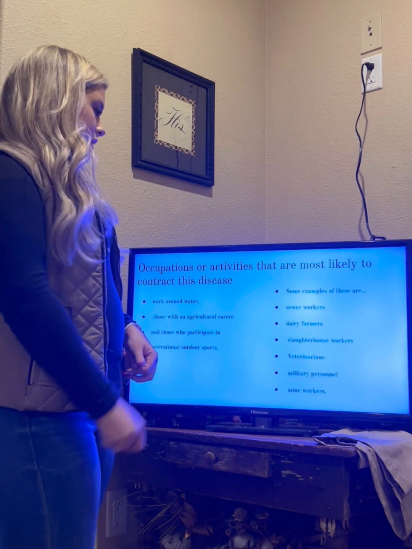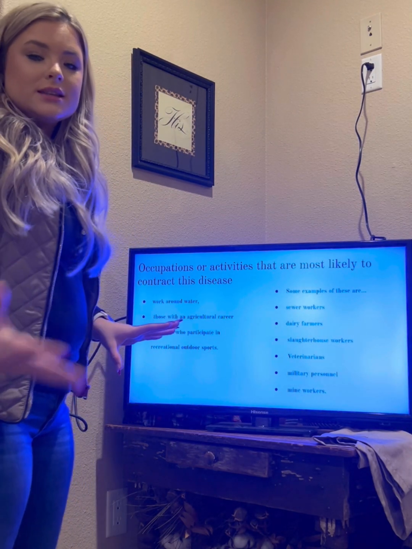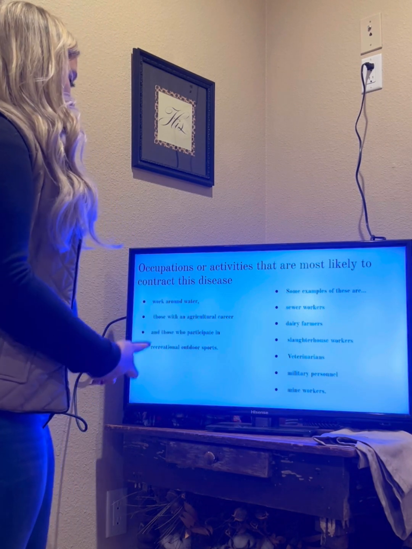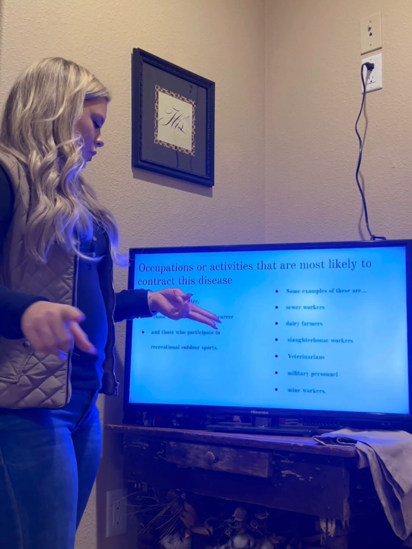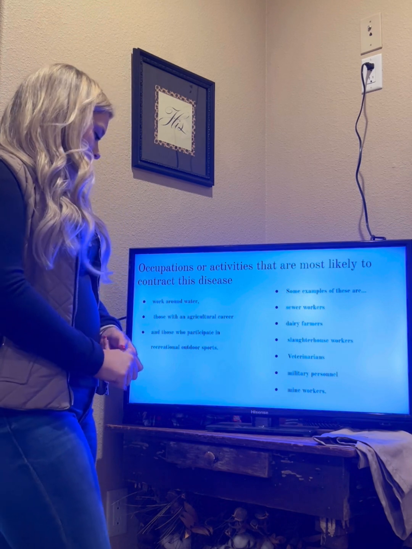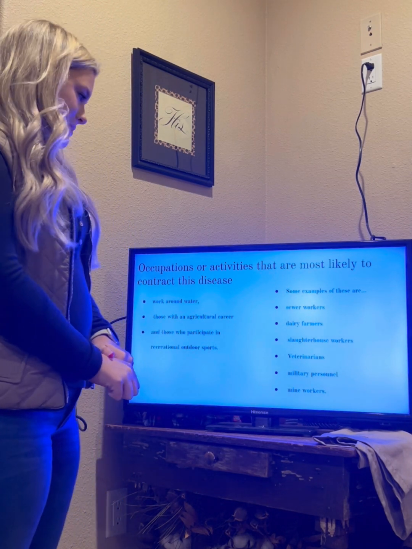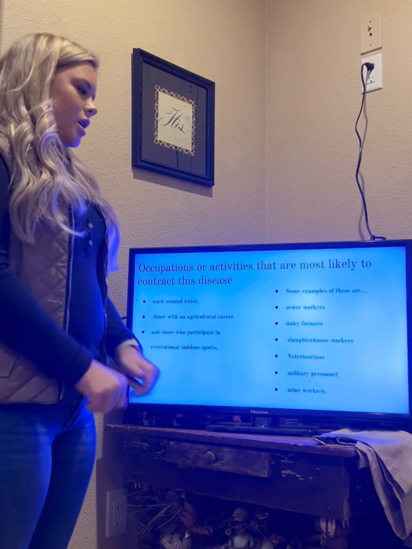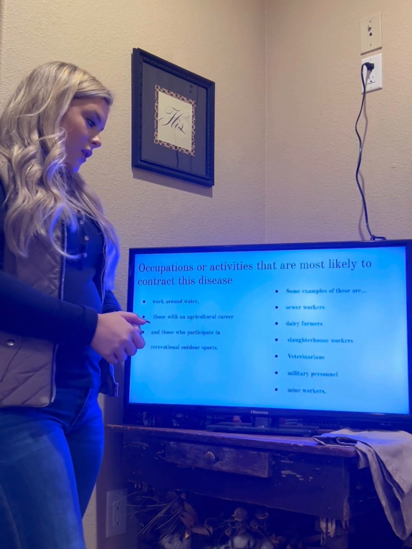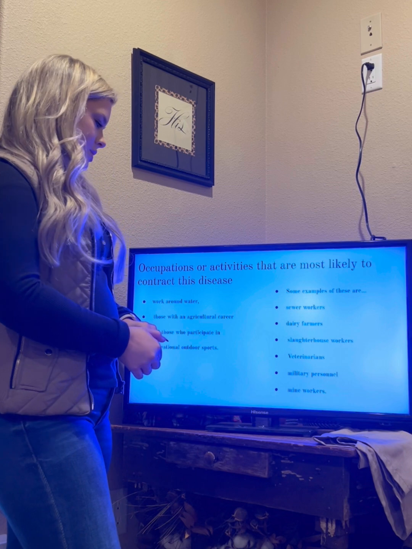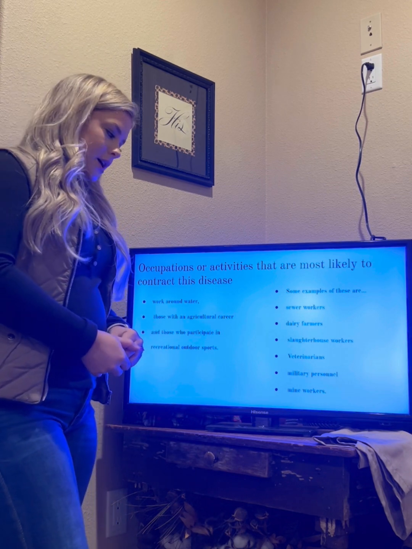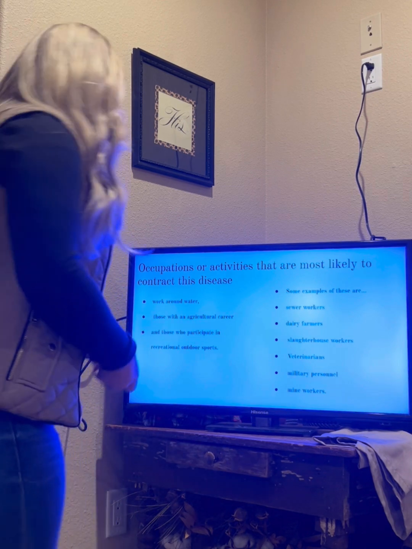Occupations or activities that are most likely to contract this disease: those who work around water, those who work in an agricultural field, and those who participate in recreational or outdoor sports. Some examples of these are sewer workers, dairy farmers, slaughterhouse workers, vegetarians, military personnel, and mine workers.